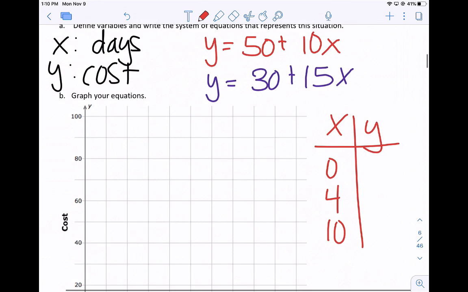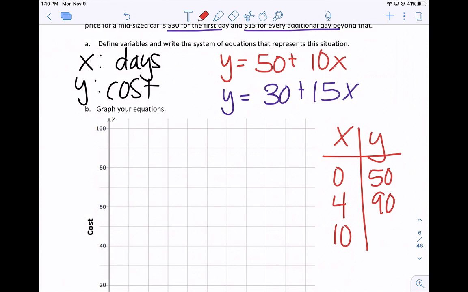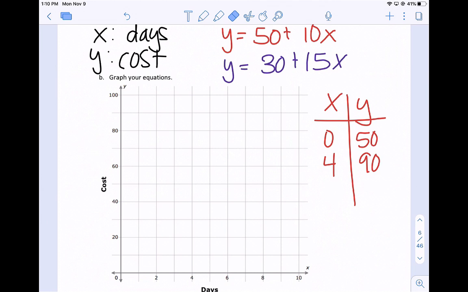So at 0 days, it's $50. At 4 days, it's going to be 40 plus 50, which is 90. And at 10 days, oh, it's not going to fit. I'm going to go a little bit lower then. Let's go like 6 days. How about? All right, so 6 days, that's 60 plus 50 is 110, still off the graph, but that's fine. All right, so 0, 50 is right here. 4, 90. I'm going to go up to 4 and then 90. And I'm going to connect those. Ooh, that was a pretty good line.